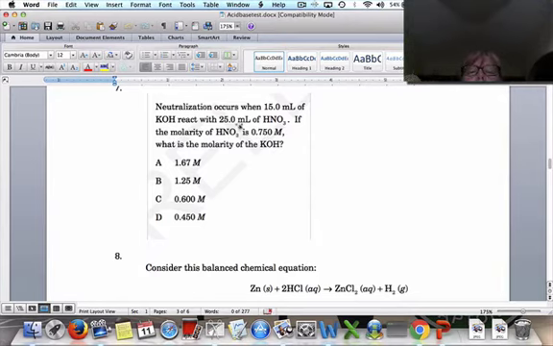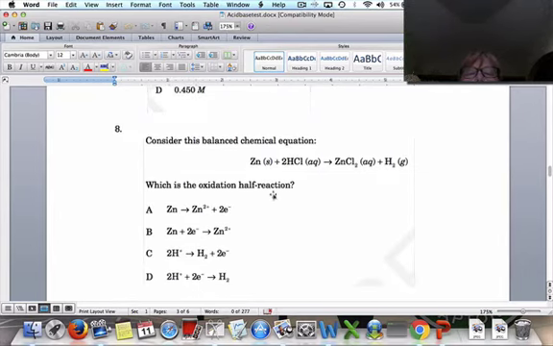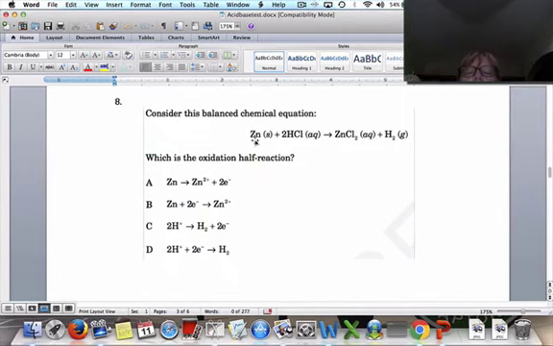The volume of your acid, this is nitric acid, HNO3 is nitric acid, the Va is 25 and the Ma is 0.75. Okay, so to set this up, it would be 0.75 times 25 is equal to the molarity of the base times 15. So 25 times 0.75 divided by 15, and the answer is B, 1.25 molar.